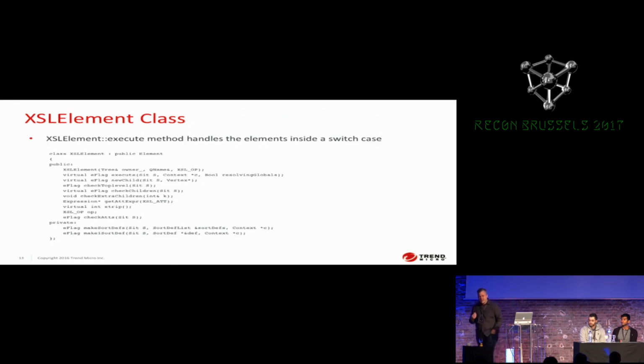Now, where is the processing for all of these different logic elements located? Well, there's a class in Sablotron called XSLElement, and inside the execute method, there's actually a giant switch case that goes through and performs processing on the different logic elements. So if you're going to start looking for vulnerabilities as it relates to the processing of XSL logic elements, you want to start looking in the execute method. And we'll actually talk in Abdul's section about some vulnerabilities that existed in this code.